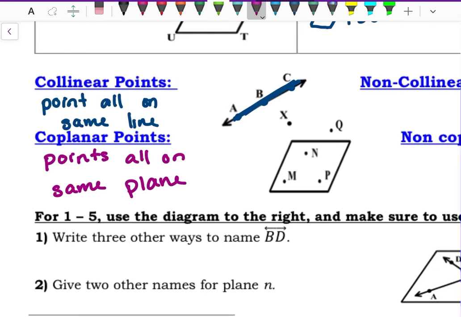So here we have coplanar points. These points are all on this plane, M and P. They're all in that same space. So those would be coplanar. They're all on the same plane.